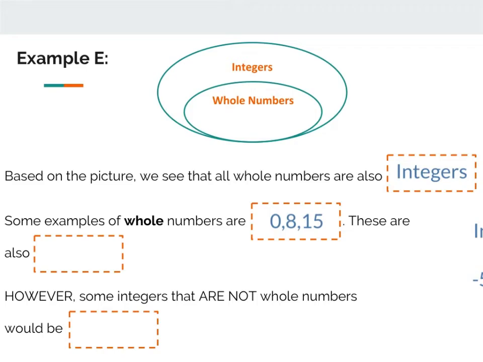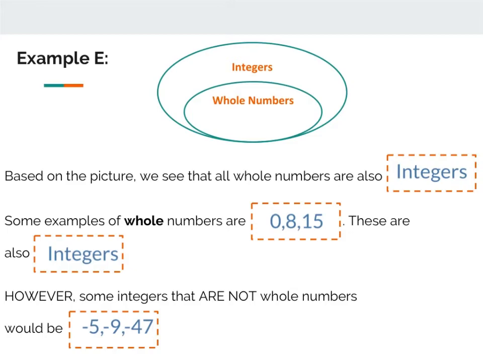Are these the only choices that I could have picked? No, but they're a good representation, and I always want to make sure that when I have whole numbers, I can write 0. And these are also integers. So every number that is a whole number is also an integer. However, some integers that are not whole numbers would be examples like -5, -9, -47, numbers that have negatives. So there are numbers that are integers that are not whole numbers. However, all whole numbers are integers.